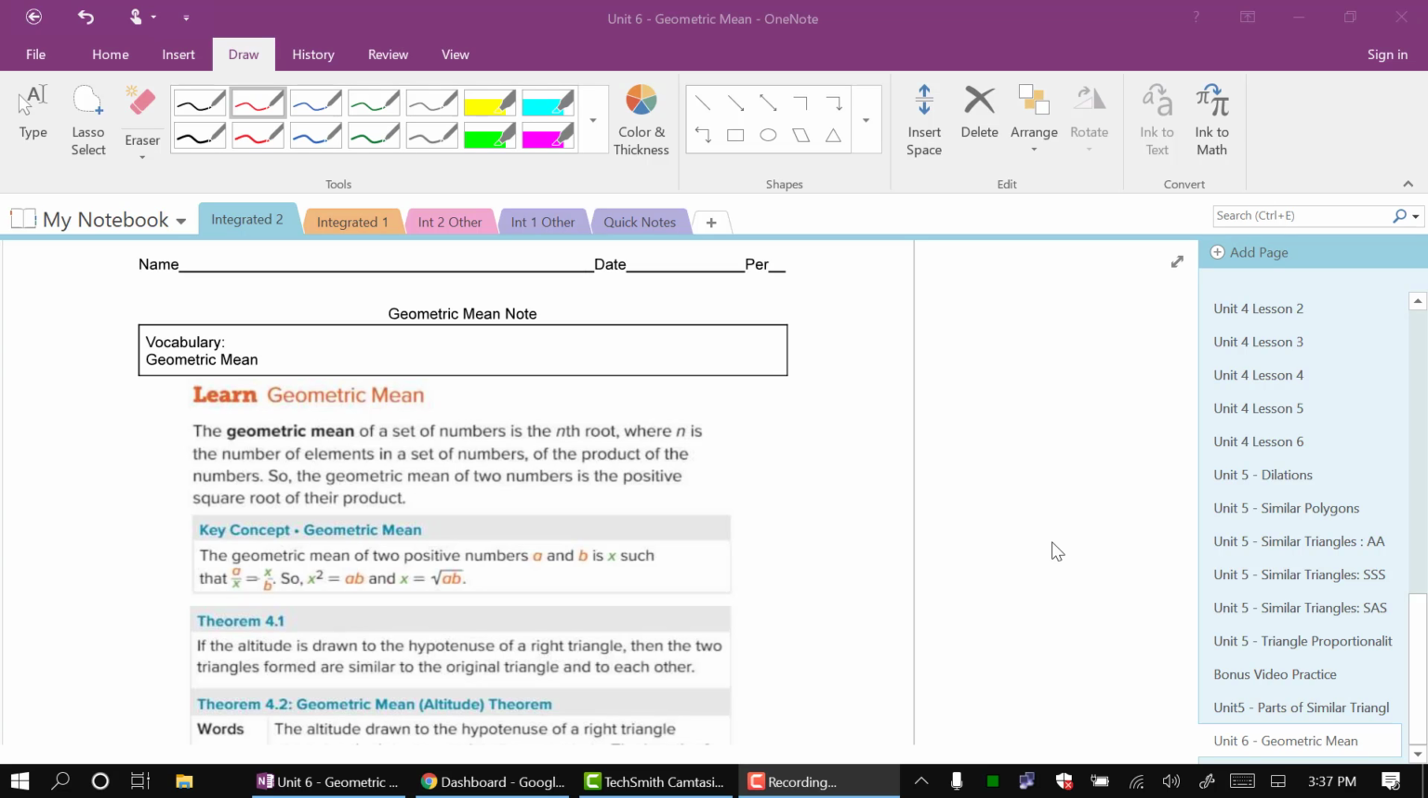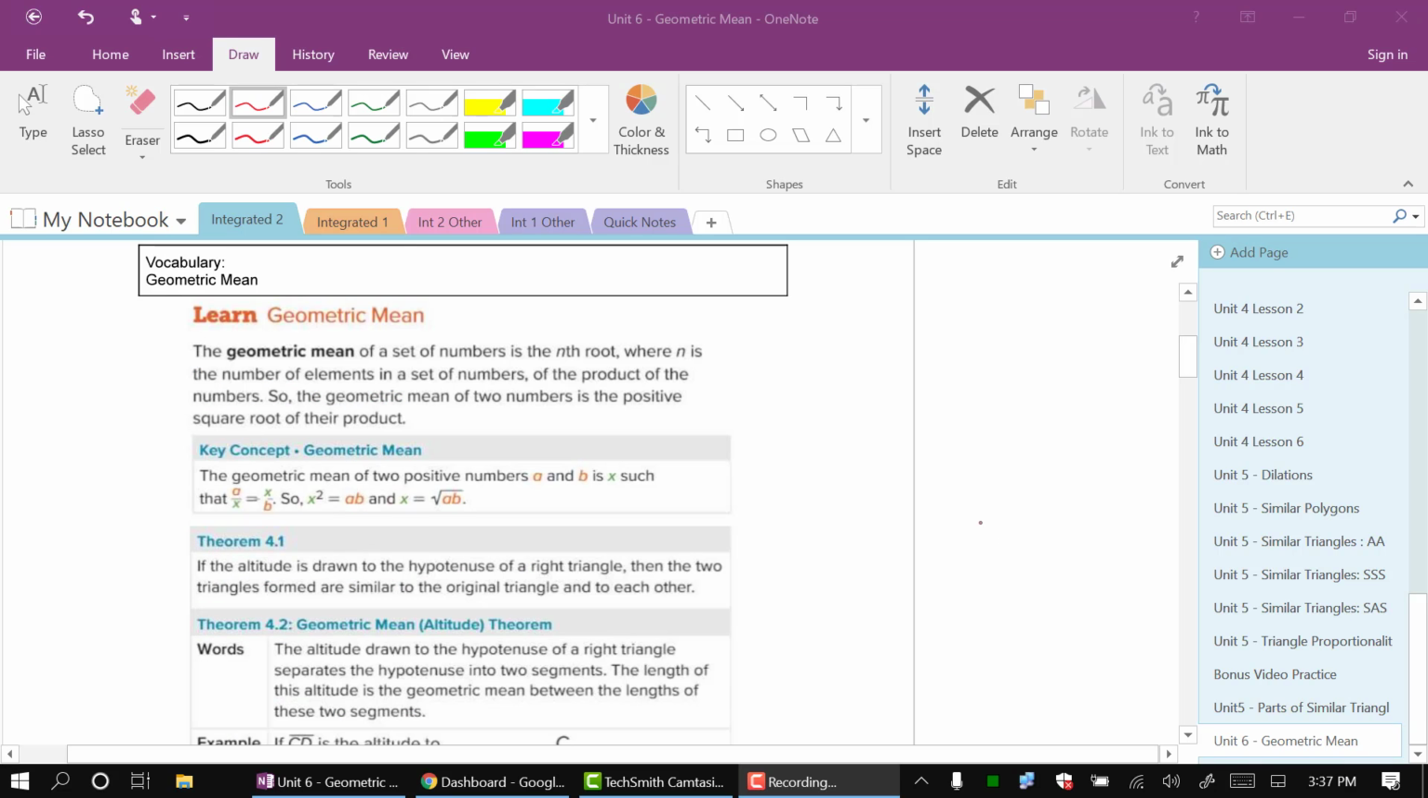Hello everyone. Today we're going to be looking at Unit 6, Geometric Mean Notes. So let's take a look at our learn.